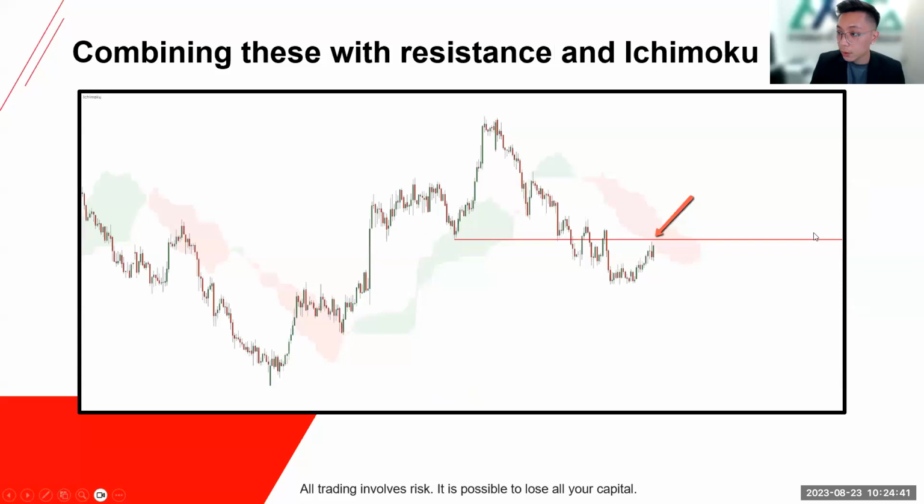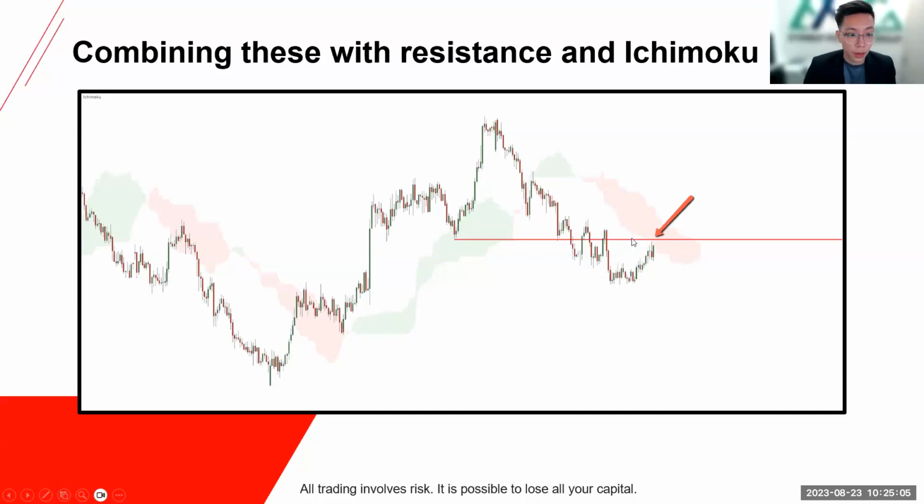All right, so how can we combine this with resistance and the Ichimoku cloud? You can see right here, this was support last time, right? It was broken through, and came back up to become a resistance. This is what we call an overlap resistance, because price has passed through it multiple times.